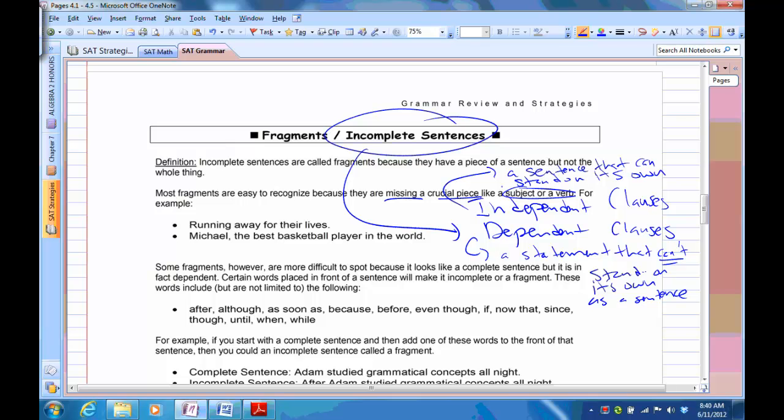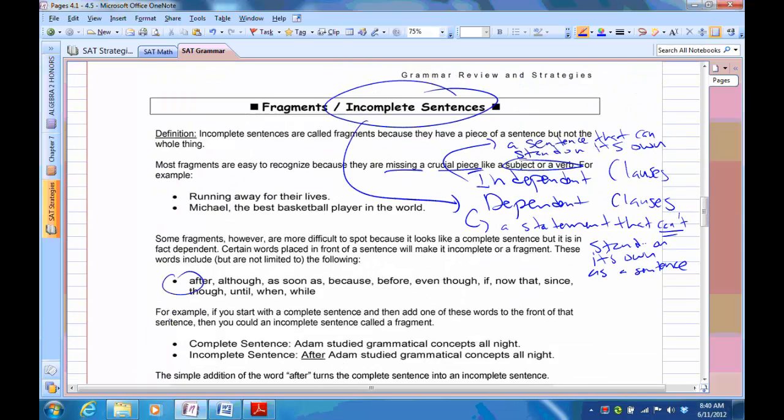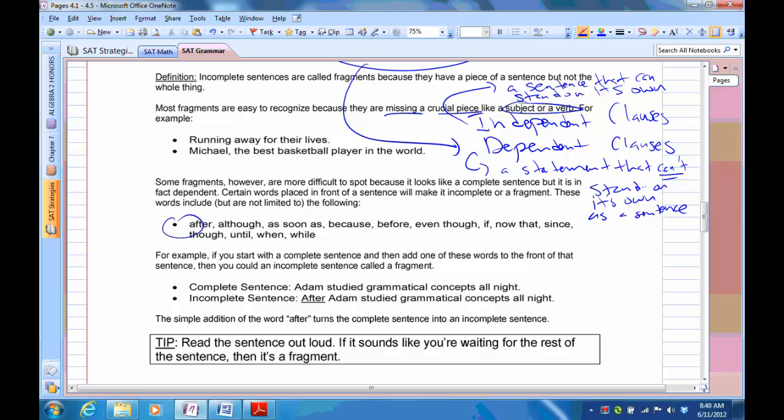Sometimes it can be difficult to spot. That's because they might use some of these words here, like after, although, something like that. So if we look at, here, Adam studied grammatical concepts all night. Cool. After Adam studied grammatical concepts all night, and it's almost like you're waiting for that person to finish his or her statement. So the word after makes the sentence a dependent clause, which is not okay. You would need to say something else then, or drop the word after. So you need to watch out for that.